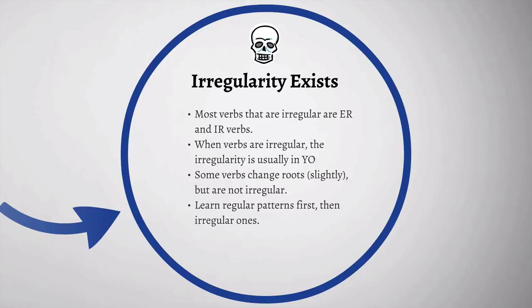Most irregular verbs are ER and IR verbs. When they are irregular, the irregularity usually pops up in the first person. Some verbs change roots a little bit. You may have heard of stem changing verbs, but they're not actually irregular, meaning that their terminations are consistent. What you want to do is learn our regular patterns first, and then we can look at irregular verbs later.